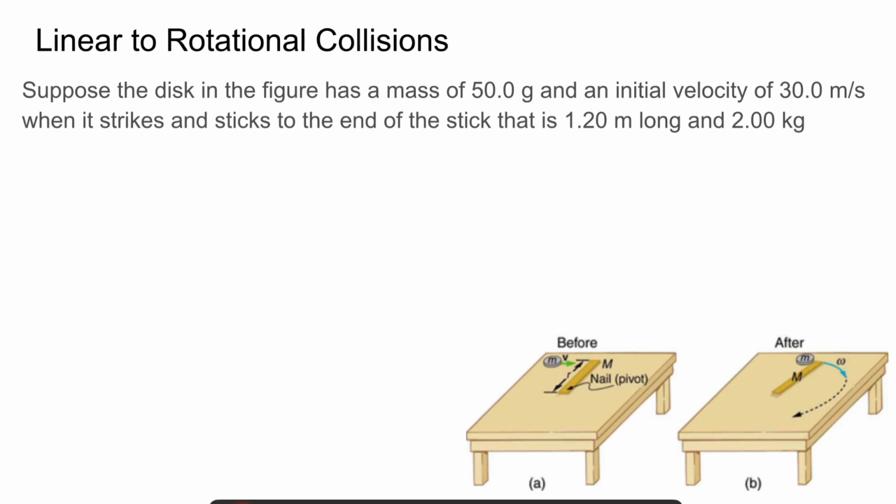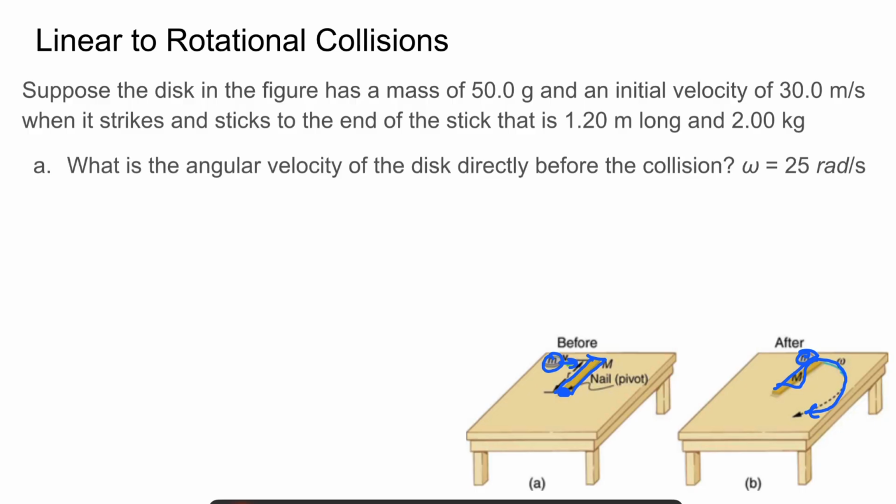In this problem, we've got a puck on a table, and that puck is sliding towards a stick that is nailed down to the table on one end. The puck has some mass and an initial translational velocity, and it sticks to the end of the stick once it strikes it. And then they move together as one thing as they rotate around after that collision.